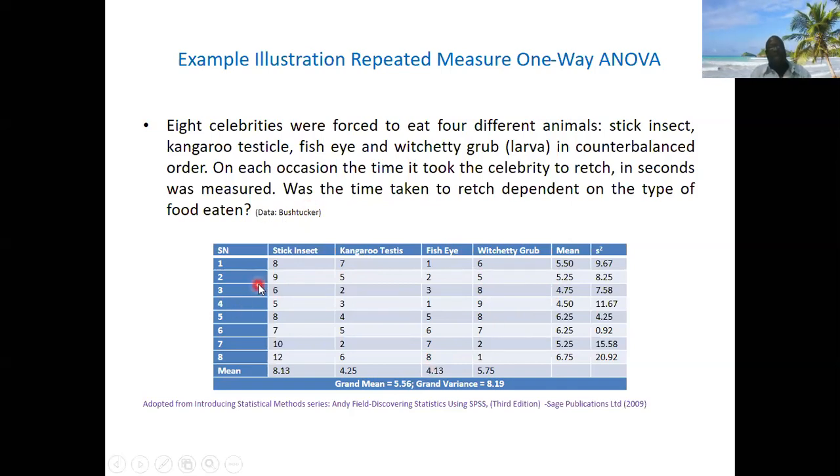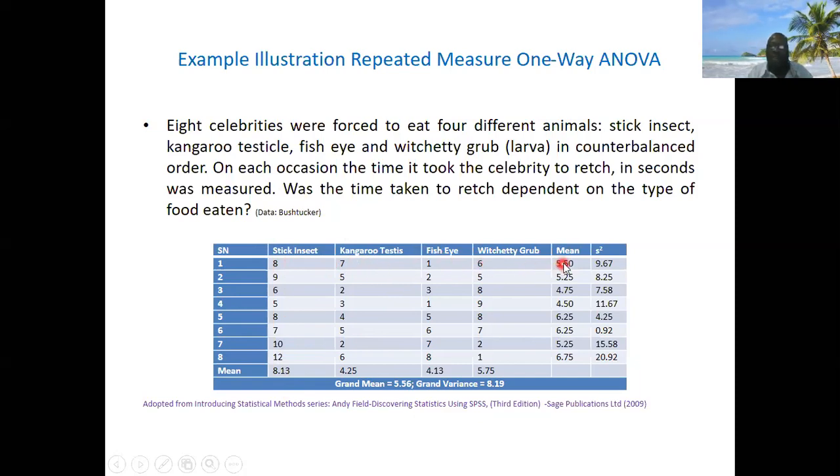If you look at it, all these values, 8, 7, 1, 6, are within one person. So if you are looking at within, you move horizontally, it's within one person. But between is the vertical. So you can see now, on two ways, you try to calculate the mean of this time here.